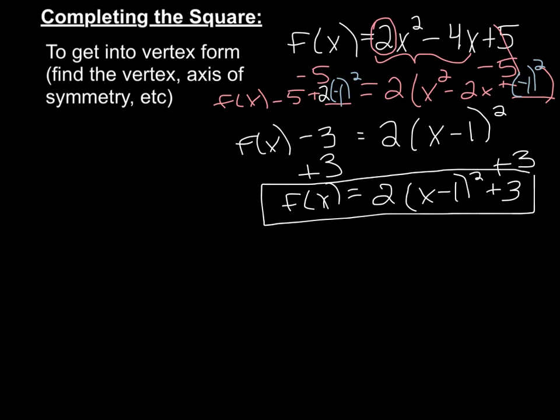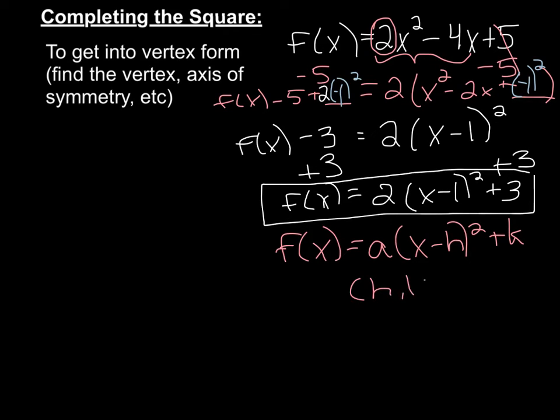Now, if it asks you what are the coordinates of the vertex, well, the formula for vertex form is f of x, or y, equals a times x minus h squared plus k, where h comma k is telling us the coordinates of the vertex, and x equals h is giving us the equation of the axis of symmetry, which is the vertical line that basically cuts the parabola perfectly in half.